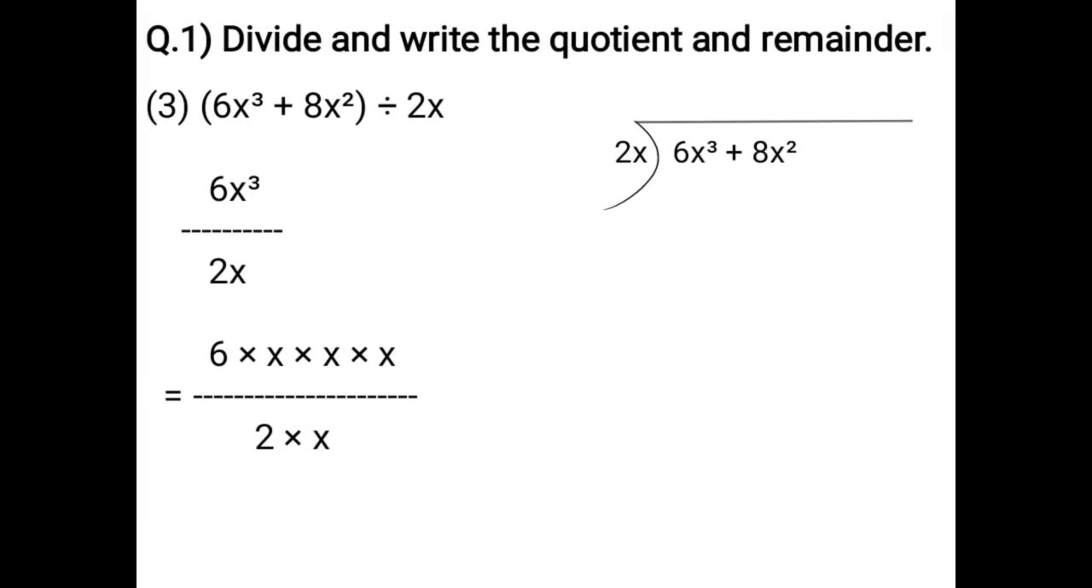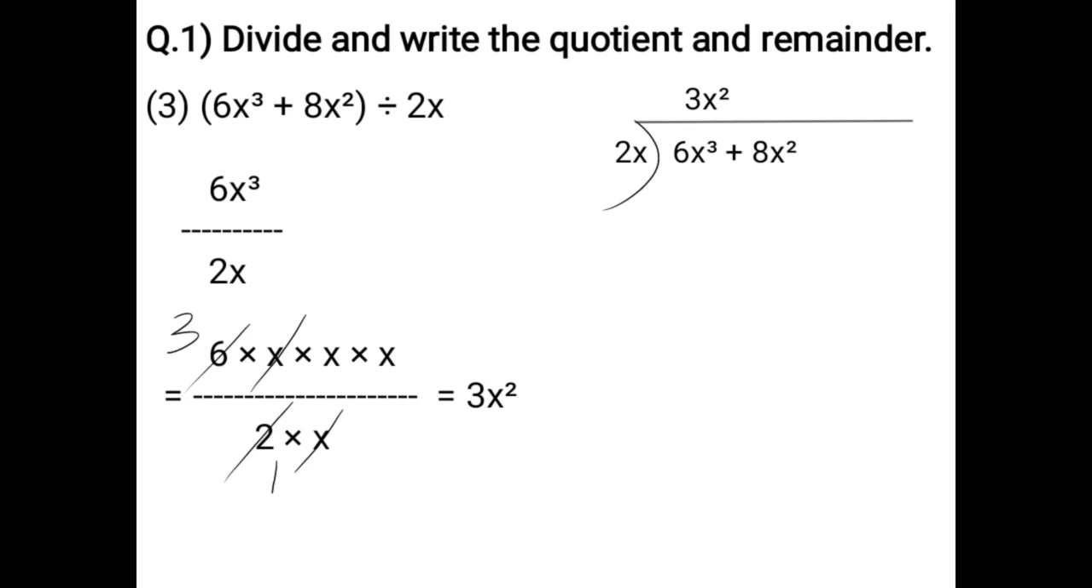Now you have to do the cancellation of the same table which is going. That is 2 ones are 2, 2 threes are 6. You have to cancel 1 x on numerator and denominator. That is equal to 3 into x is 3x square. After dividing 6x cube by 2x, quotient is 3x square.